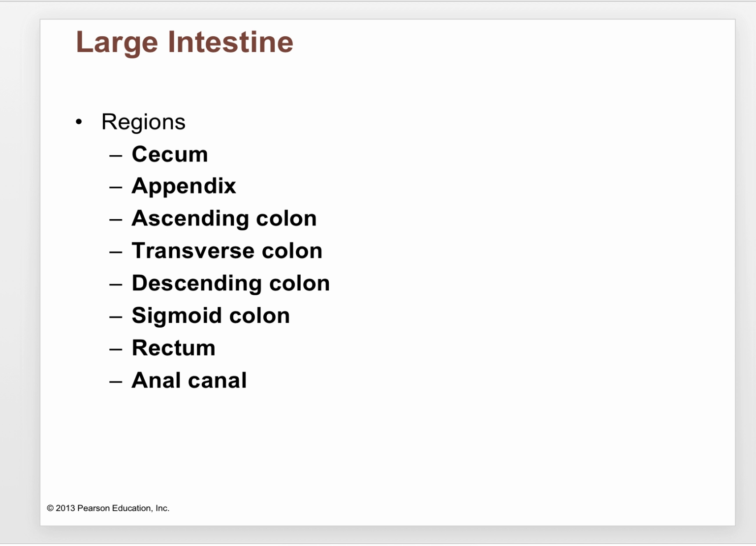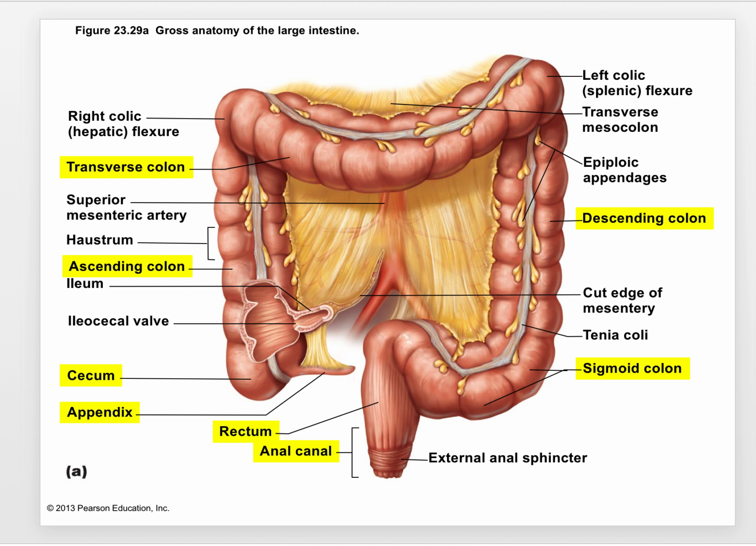There's the cecum, the appendix, the ascending colon, the transverse colon, the descending colon, the sigmoid colon, and the rectum and the anal canal. These are just basically different sections of the colon. Starting at the cecum. Cecum is the beginning of the colon. Remember, the ileocecal valve connects the ileum of the small intestine to the cecum of the large intestine. So the ileocecal valve is the beginning of the large intestines.